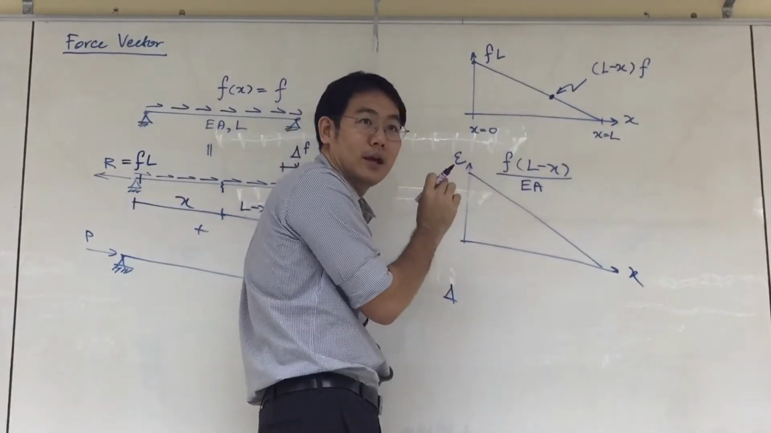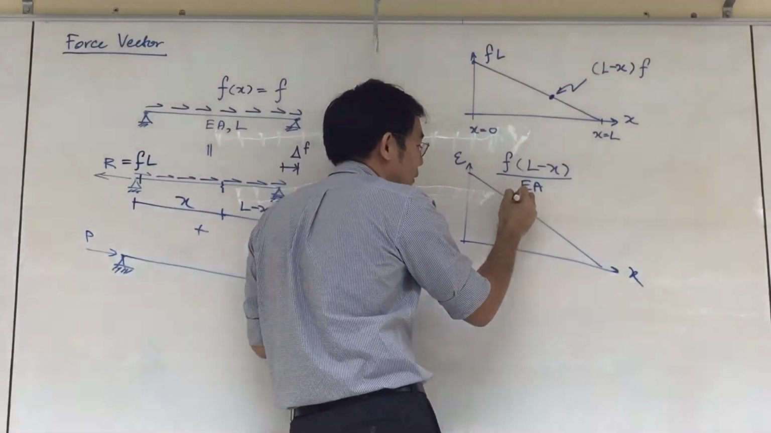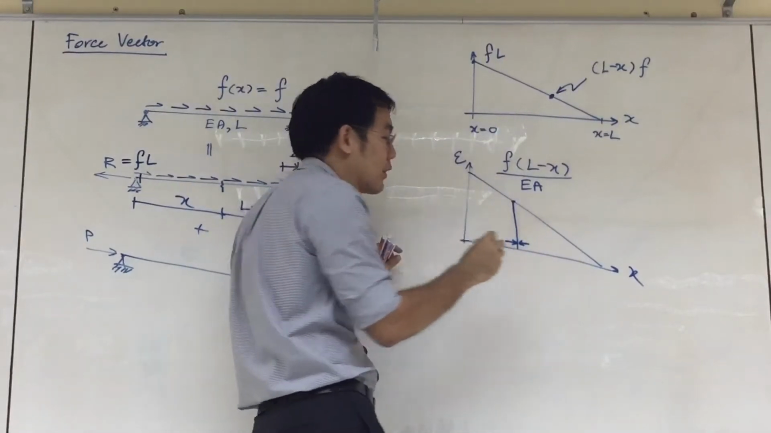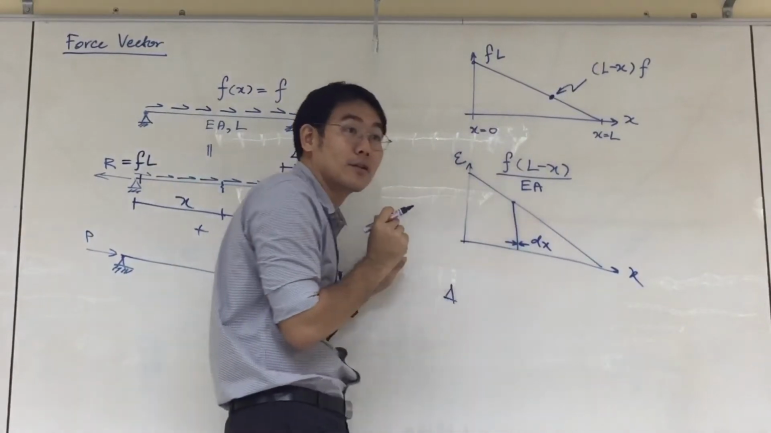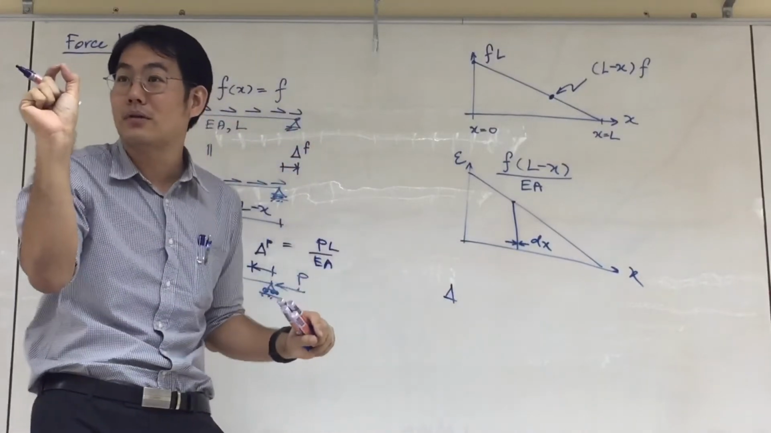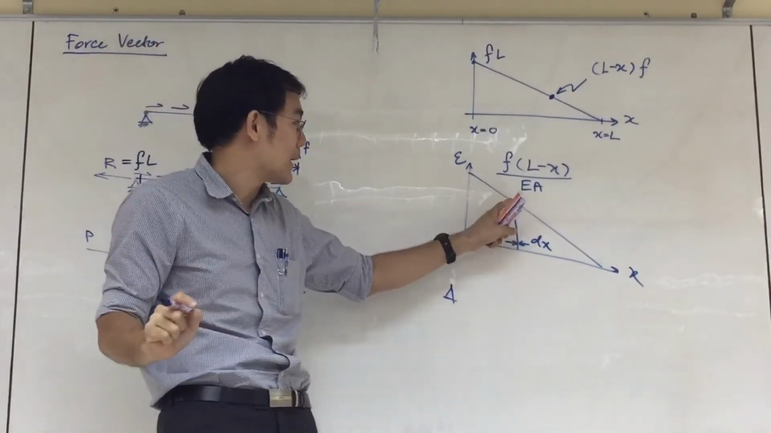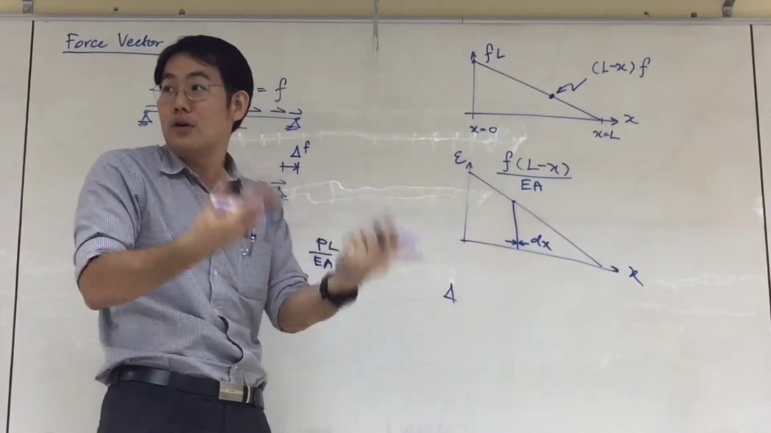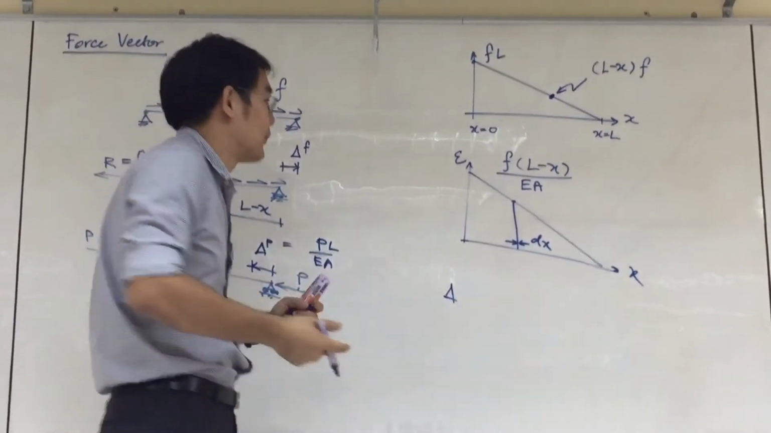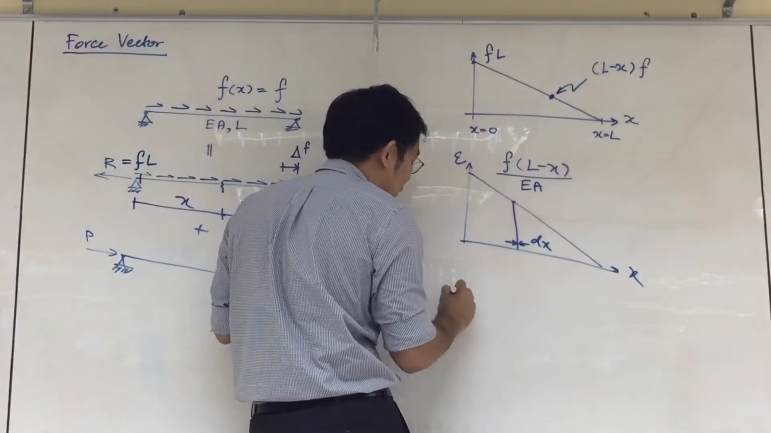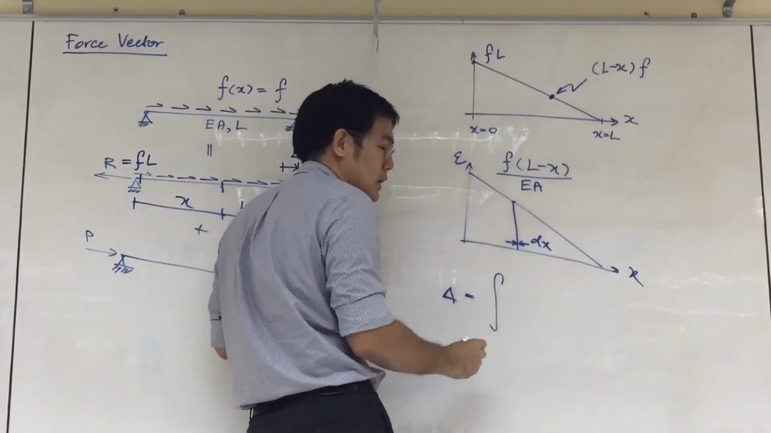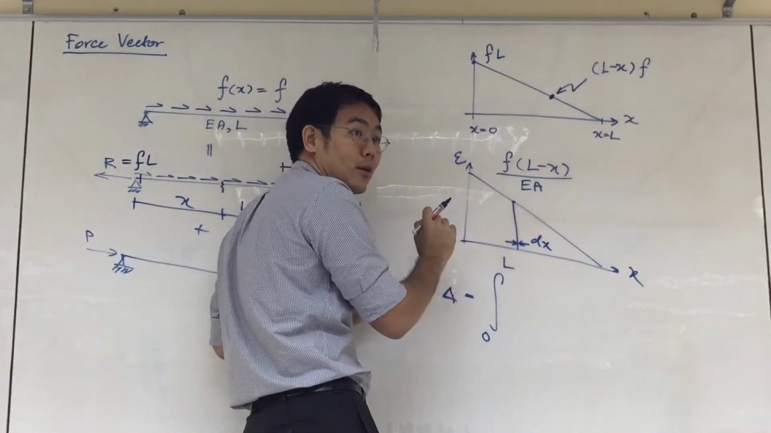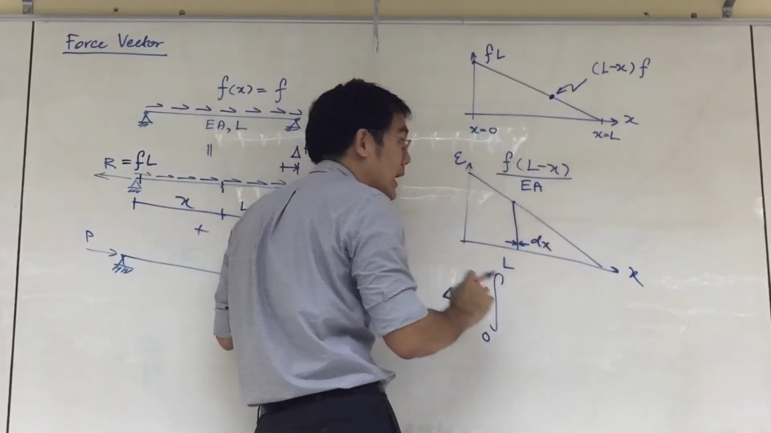Strain at a point, okay? If you consider one point, you have the strain value multiplied by dx. It is an infinitesimal displacement that is caused by this strain at point x, okay? So you need to integrate this up, all right? So delta is basically equal to the integration from 0 to L of the strain function multiplied by dx.